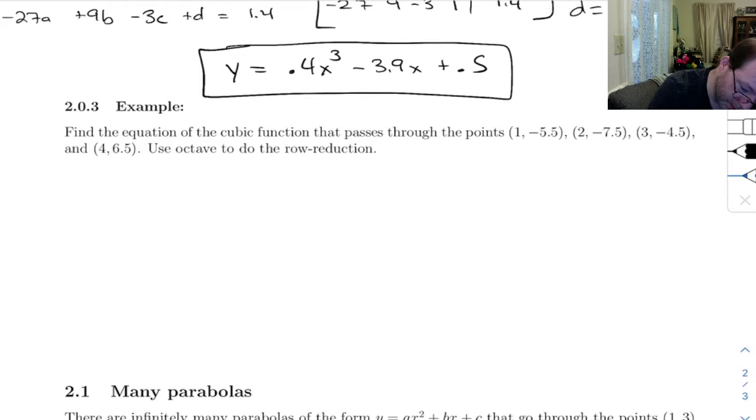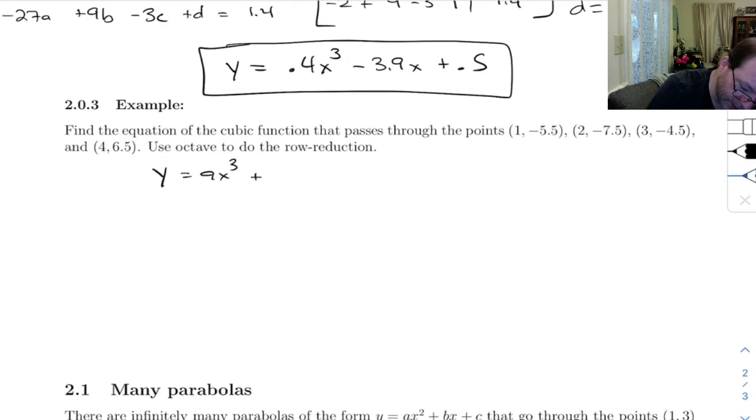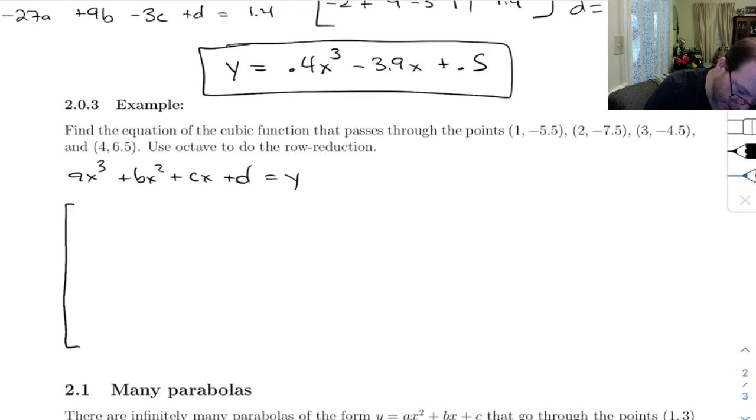Let's see, the cubic function has the form ax cubed plus bx squared plus cx plus d. And you know what? I'm going to go ahead and write my matrix first. All right, so for the point 1, 5.5, that's going to give me a line that has 1 to the third, 1 squared, 1 to the first power, 1 to the 0 power, 5.5.